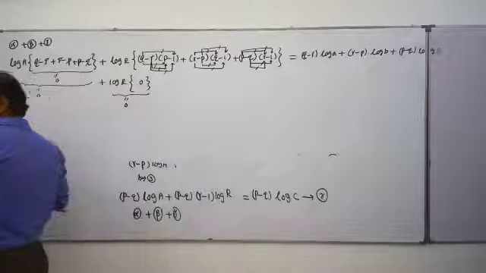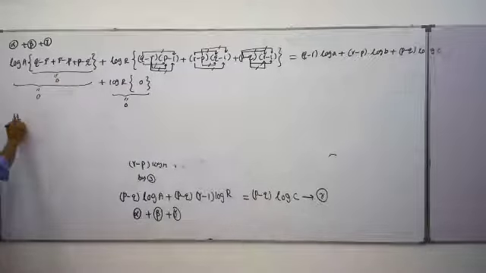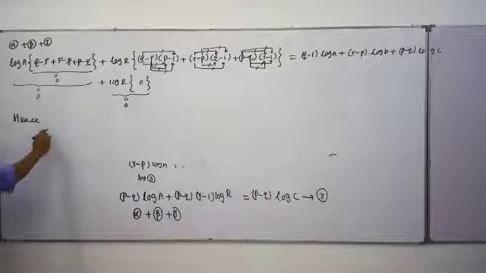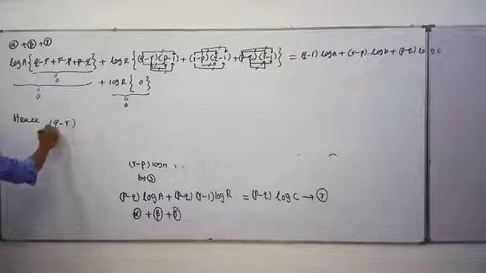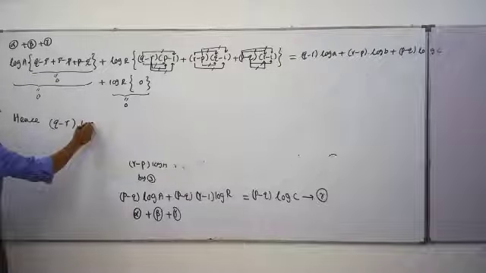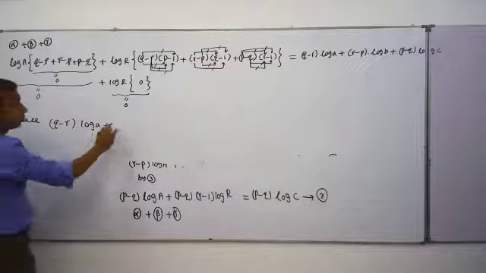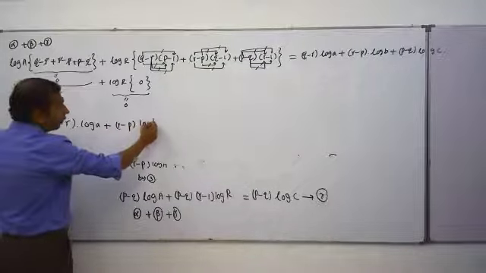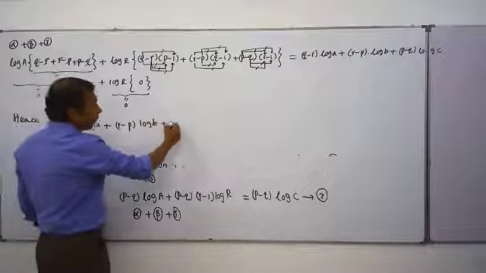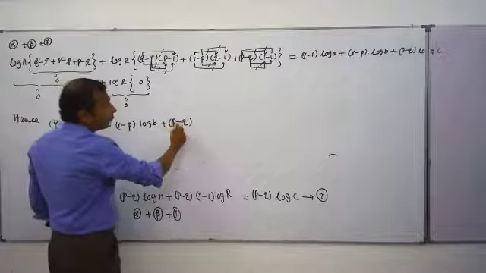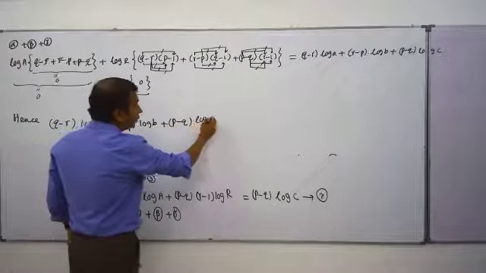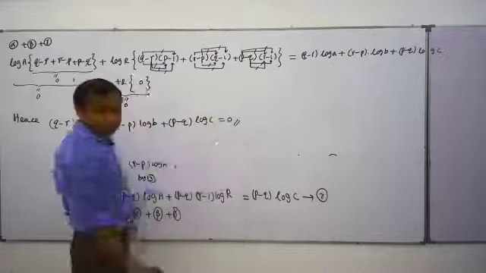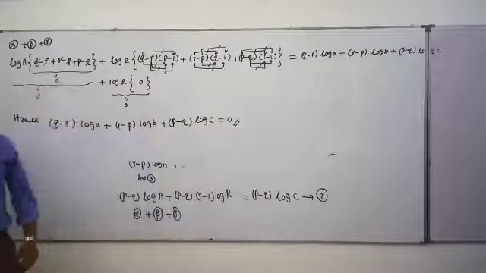Hence, q minus r log a plus r minus p log b plus p minus q log c is equal to 0. This is how we take that.